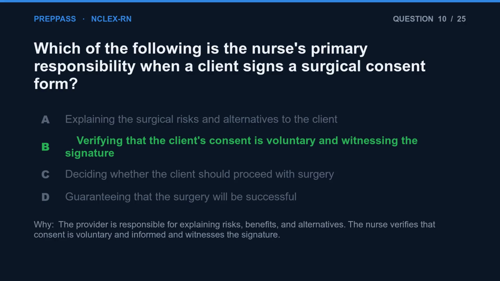The correct answer is B. The provider is responsible for explaining risks, benefits, and alternatives. The nurse verifies that consent is voluntary and informed and witnesses the signature.